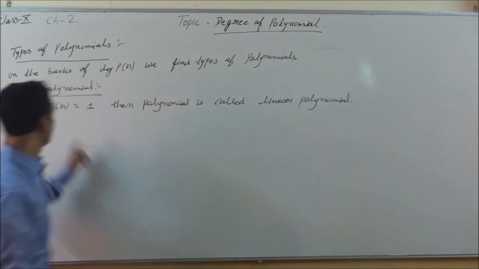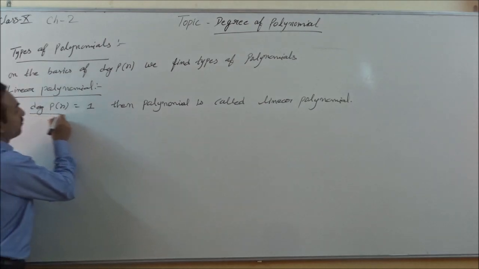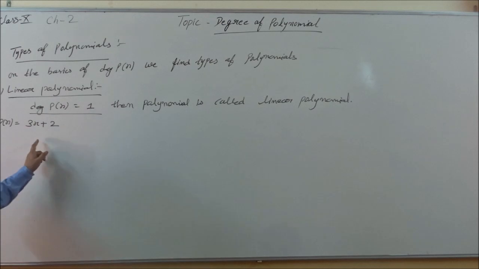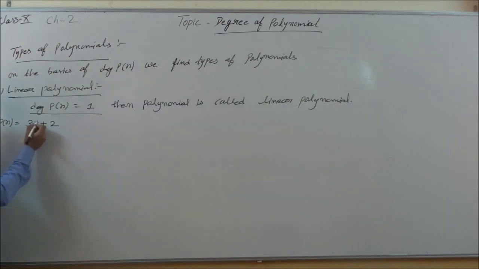So what you have to remember is, if the degree of the polynomial is 1. Let's see an example, 3x + 2. This is a polynomial, 3x + 2. What is the degree of the polynomial here? 1. So it is a linear polynomial.